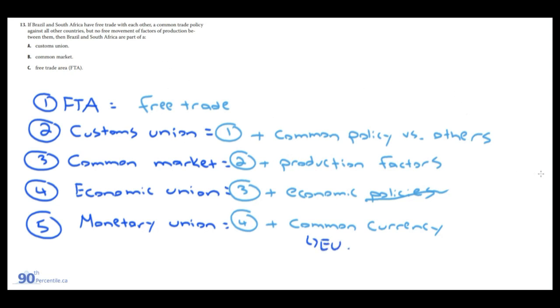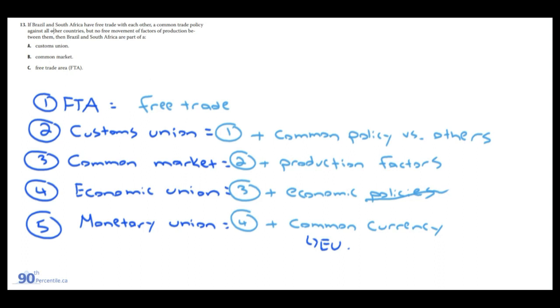The toughest one to remember from a definition perspective, in my opinion, is this one here. Just one of those definition things that unfortunately you have to remember. Common market: remember, they have free flow of production factors. Everything else is pretty easy to remember. Monetary union is on the extreme: monetary, money, same currency, all that.